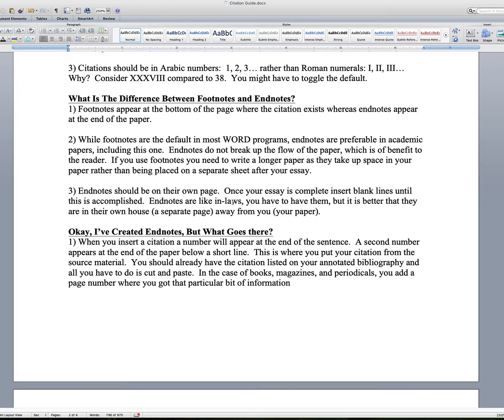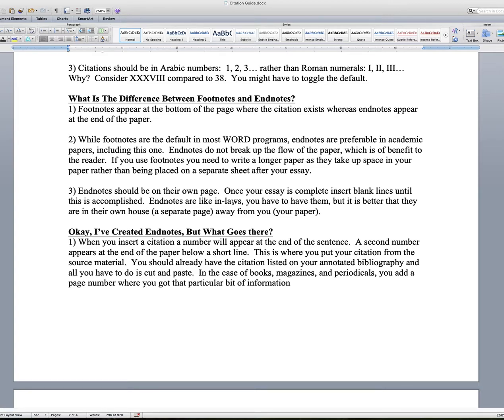Endnotes should be on their own page. So once your essay is complete, insert blank lines until this is accomplished. Endnotes are like in-laws. You have to have them, but it's better that they're at their own house, kind of on a separate page away from you and your paper.